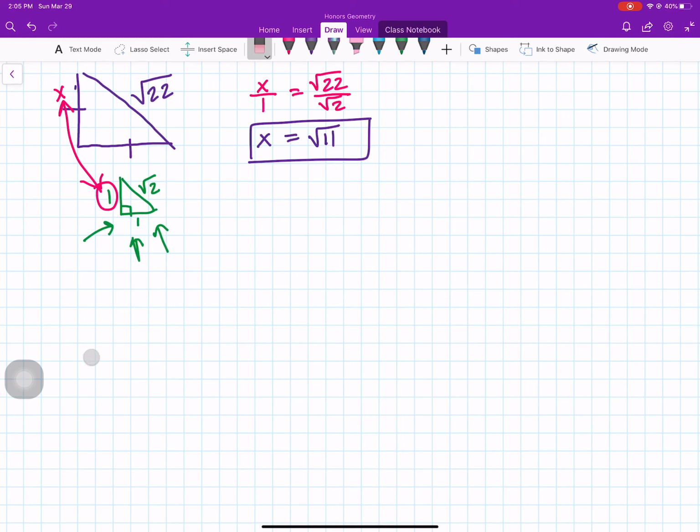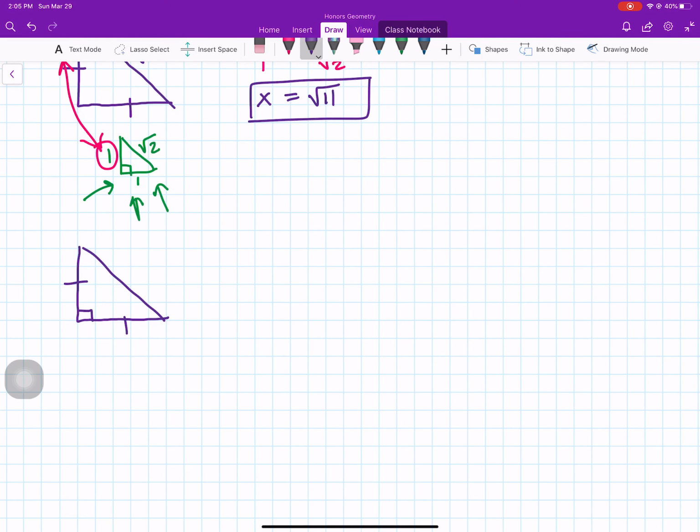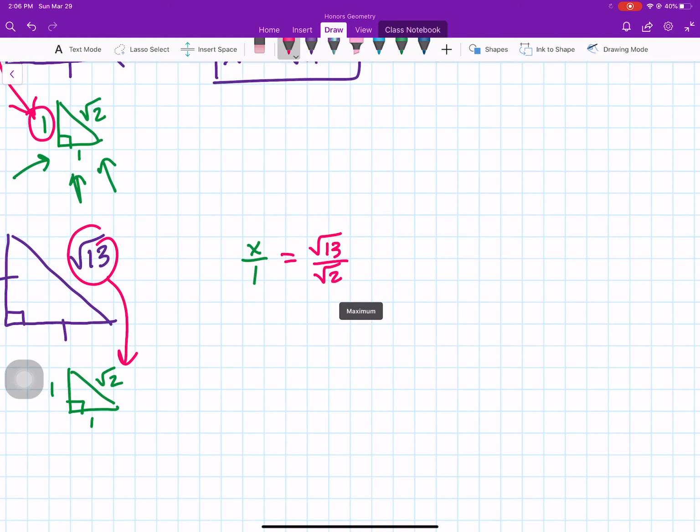How about we say that this one is, or technically it was divisible by root 2. Let's say that this one is root 13. Again, we can set up the proportion. Comparing our purple triangle to our green triangle, so we have x over 1 equals hypotenuse over hypotenuse, so root 13 over root 2. X over 1 is just x.